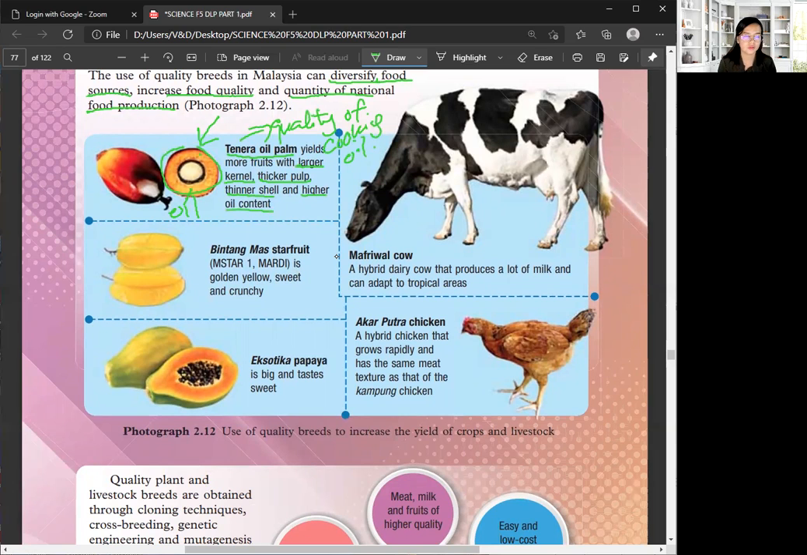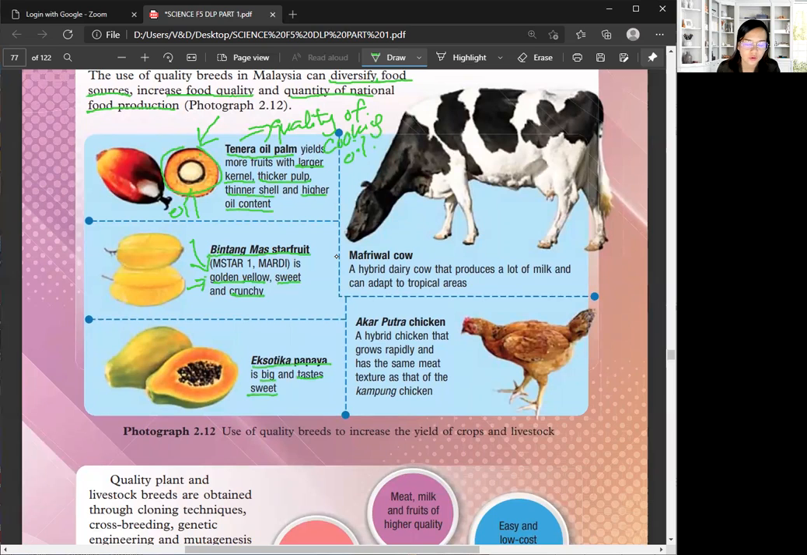Next one is Bintang Mas star fruit. This is the name of the breed. This star fruit is golden yellow, sweet and crunchy. This star fruit has undergone research and development until the breed or the seeds produced will produce fruits that are sweet, crunchy, and golden yellow. And the next one is papaya, called Exotica papaya. This Exotica papaya is big and tastes sweet.